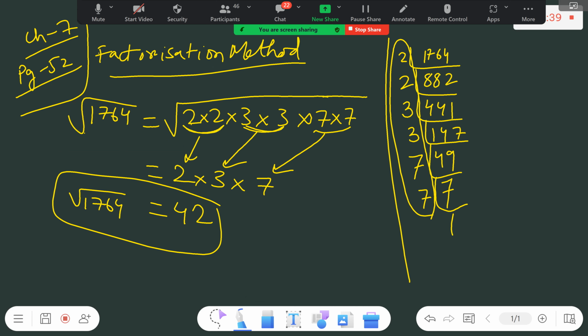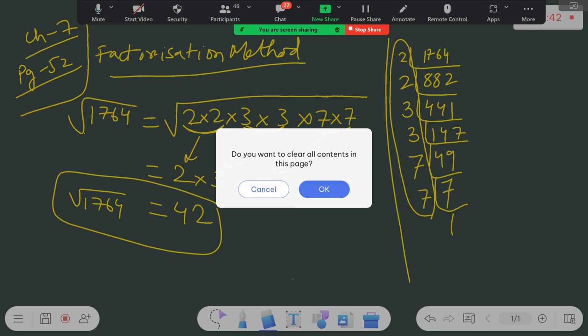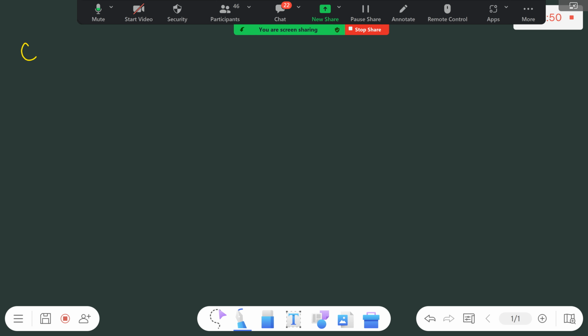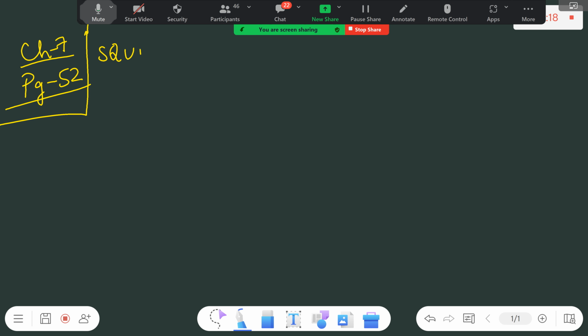Now, very carefully look at this next. Everyone sitting in the class and everyone sitting at home, very carefully try to understand what I will teach now. Now we will find the square root by division method.